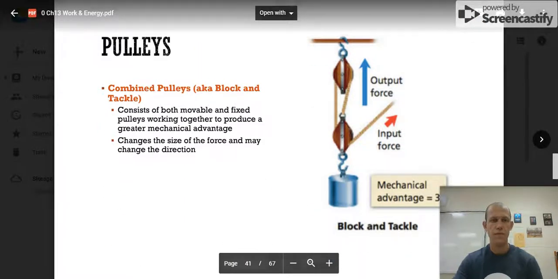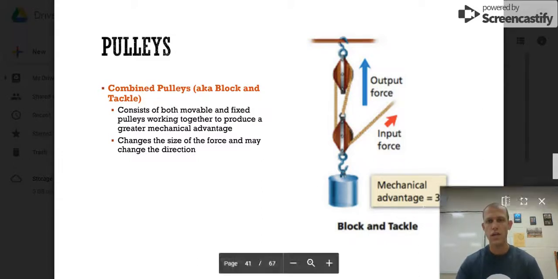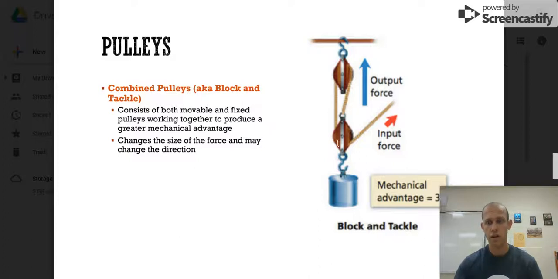And then the last one are combined pulleys, also known as block and tackle. So you have your fixed pulley, you have a movable pulley, you might have a bunch of them together, and they create a greater mechanical advantage by changing the size of the force and the direction. So this one, for example, gives you a mechanical advantage of 3. Others will give you a bigger mechanical advantage because it's supported by 1, 2, 3 different forces.